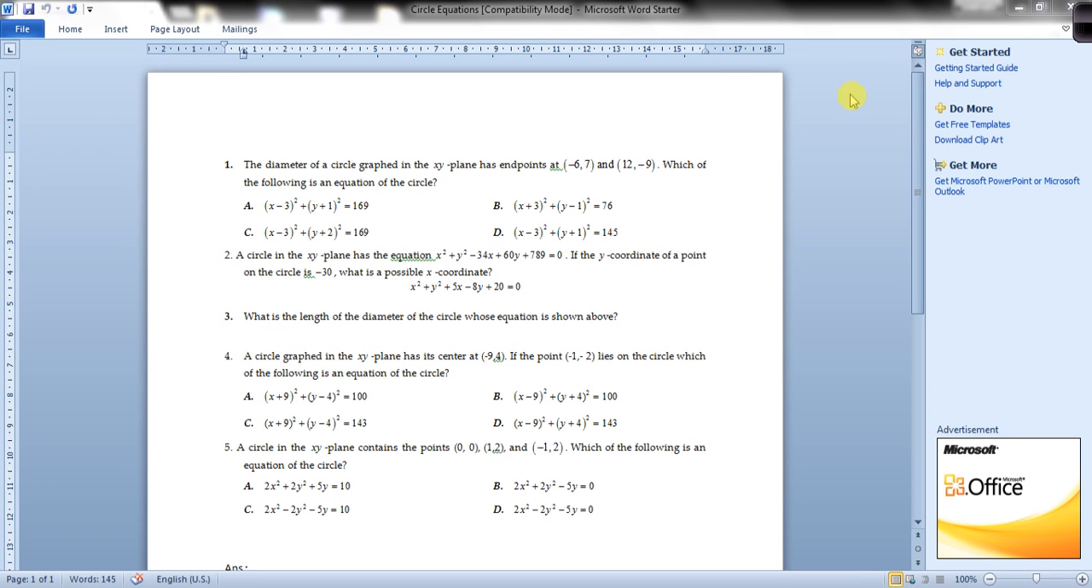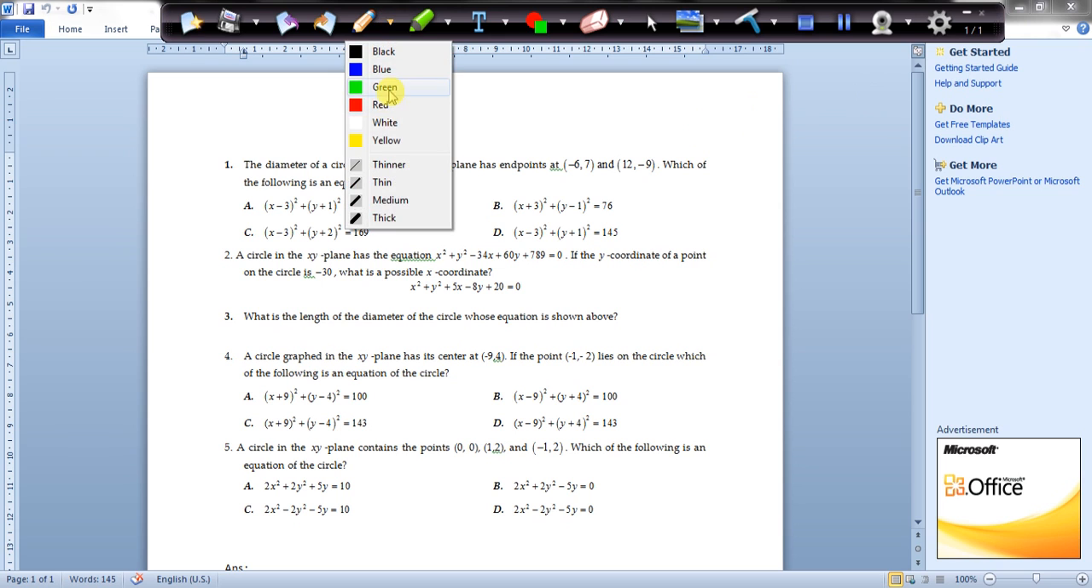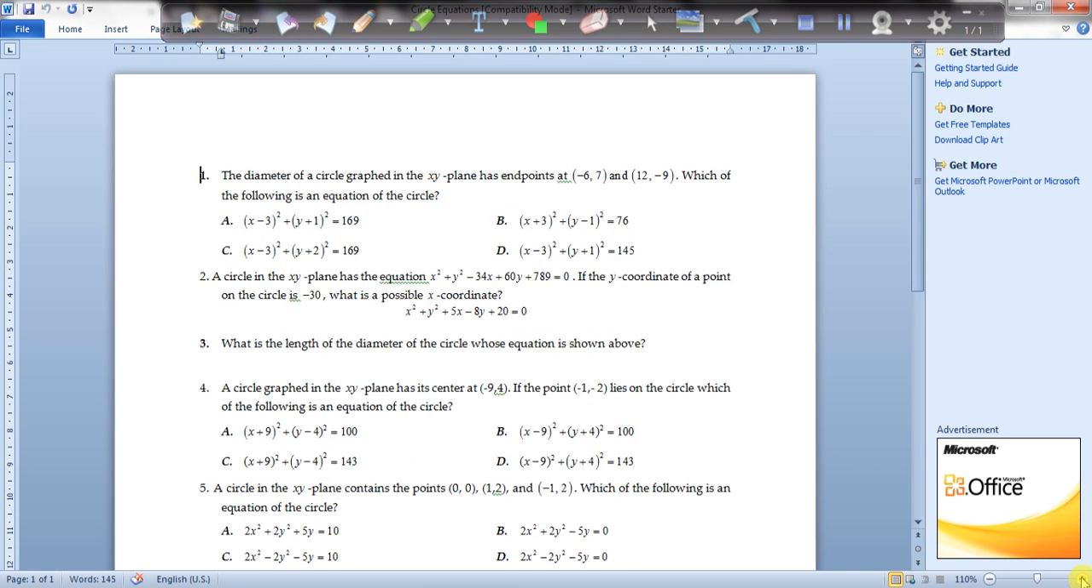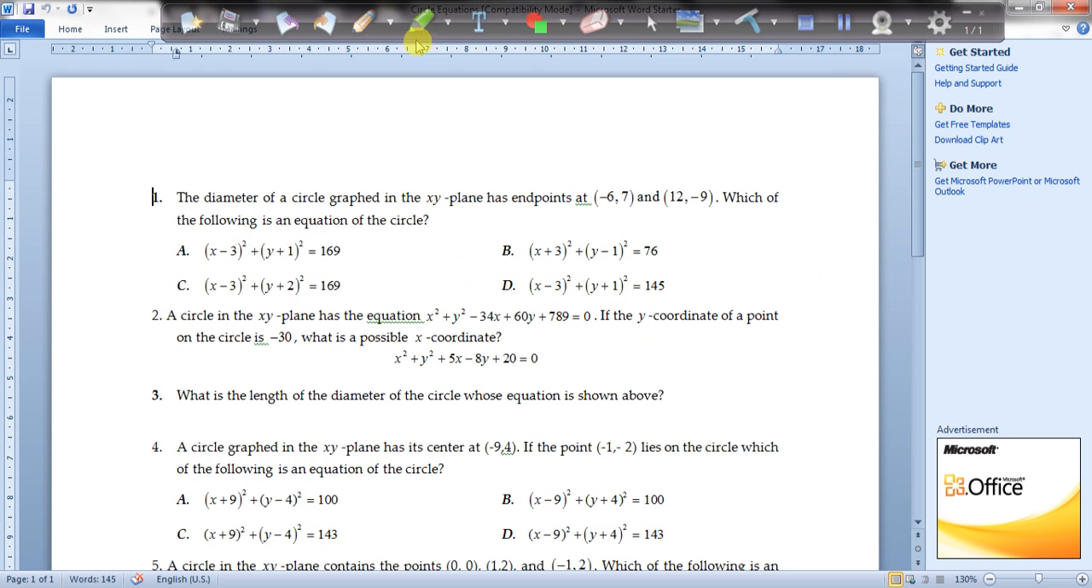Following are the types of the questions which you can expect from exam point of view. So first question is, the diameter of the circle graphed in the xy plane has endpoints at -6, 7 and 12, -9. Which of the following is the equation of the circle? As I always say, pause the video, try to solve the question without watching the solution.